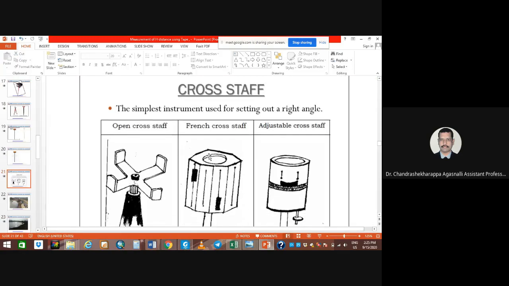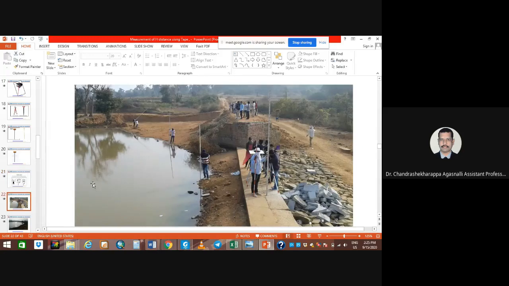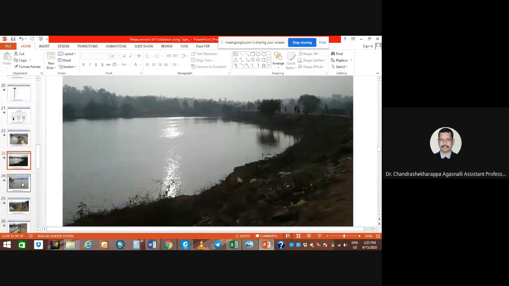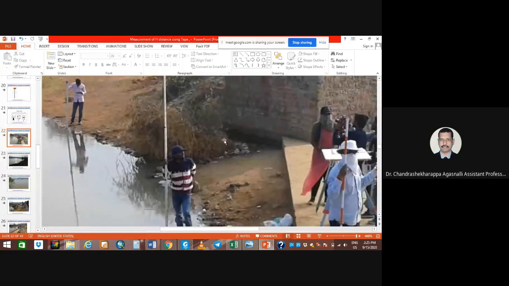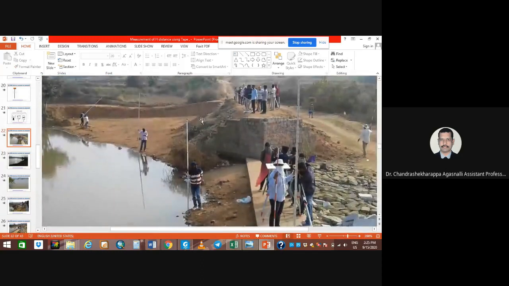Yes, this is a cross staff, the simplest instrument. Use it for setting out right angles. Generally we use it only for right angles. There are open cross staffs, French cross staffs, and adjustable ones. And here in the field, where are we using the cross staffs? Right, just a minute. Here nobody is using the cross staffs because they are not doing any gridding systems here.